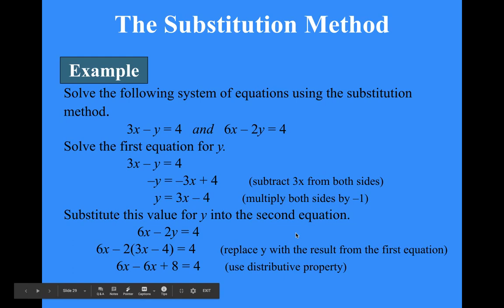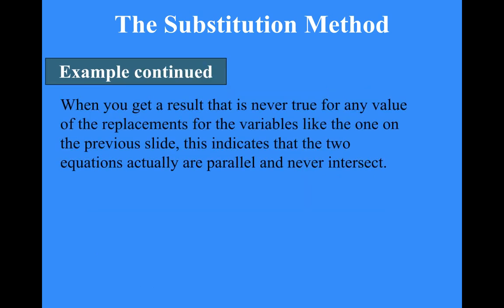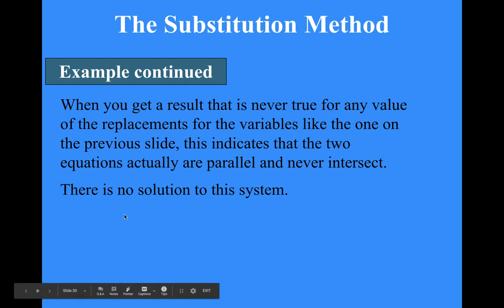What do you think's about to happen here? Yep. My variables cancel out. 6x minus 6x is 0. And I'm left with 8 equals 4. What do I know about 8 equals 4? Is that true? No. It's a false statement, right? So since it's a false statement, that's right, that means no solution. There is no solution to this system.